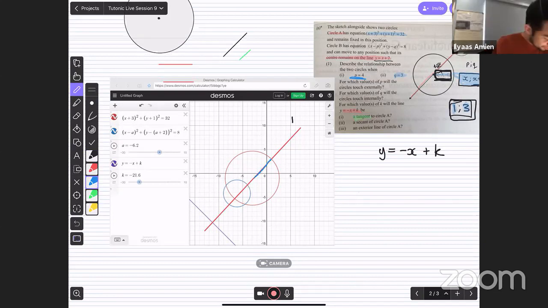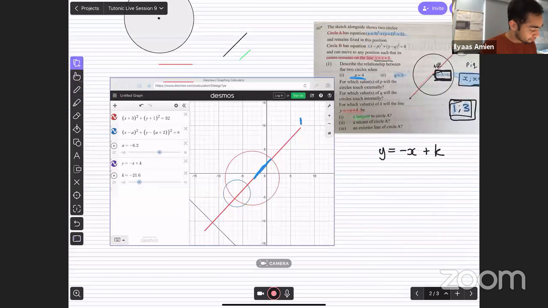What's the gradient of this radius? +1. Right. It's the gradient of the purple line. -1. What does that tell you?